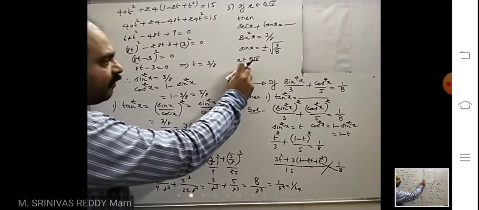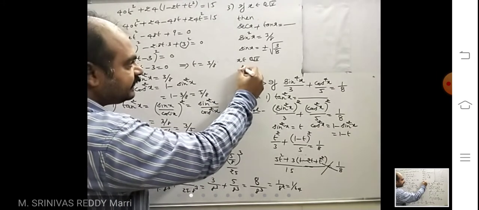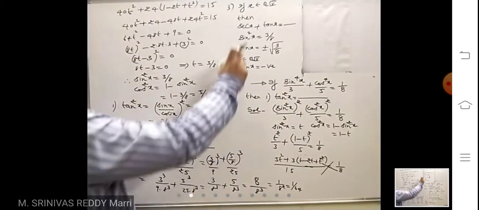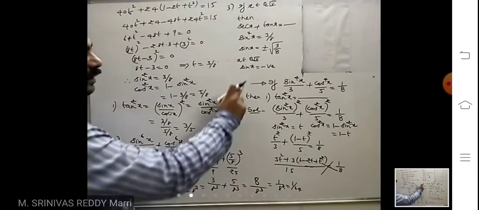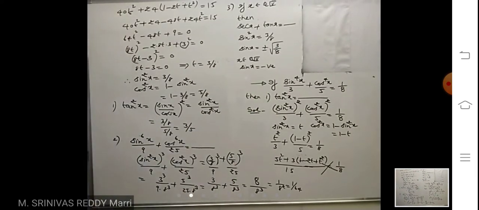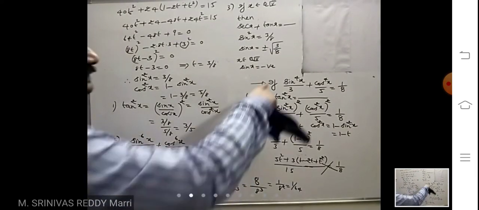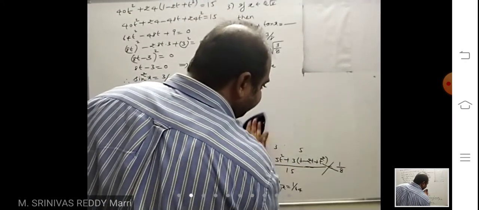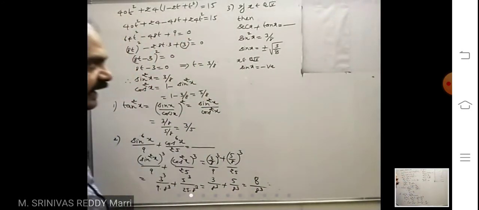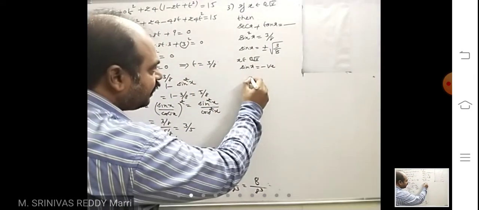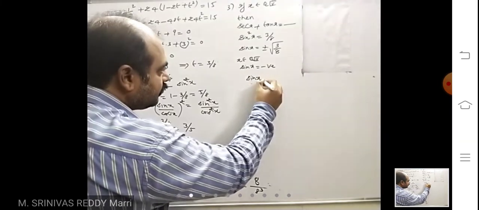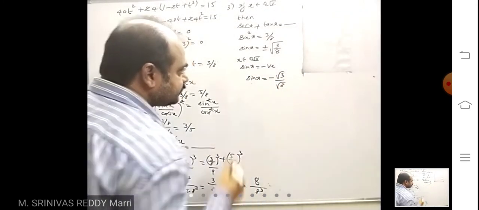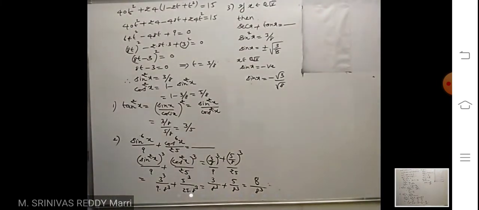In quadrant 4, sine x is what? Negative. As it is given in quadrant 4, you have to write sine x equal to a negative value. That means here you got plus or minus, therefore as it is in quadrant 4 for this question, you have to take sine x equal to minus root 3 divided by root 8.